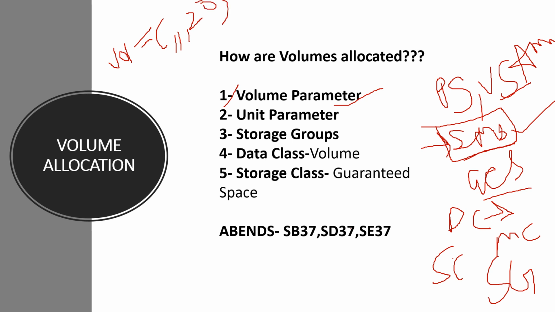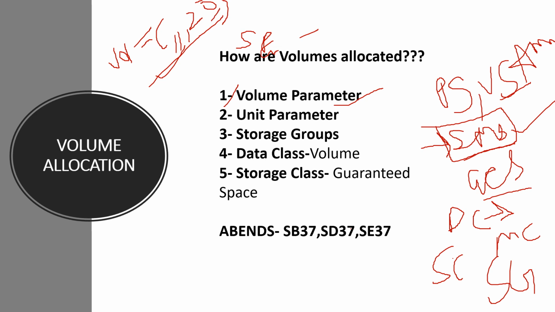You give this parameter in your DD step when you're creating the dataset. When you're giving the space, after the space you will give this volume parameter and say that you need these 20 volumes.